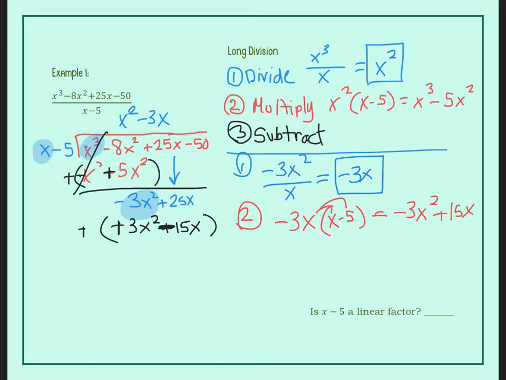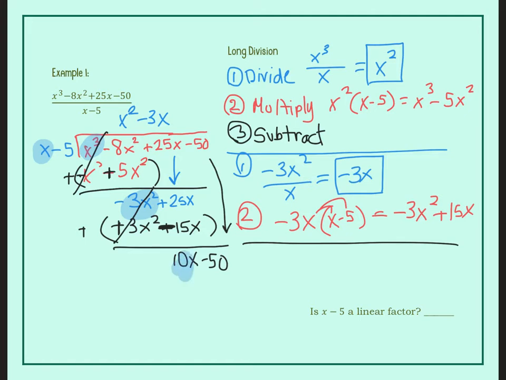And so now I can add them straight down. -3 plus 3 is 0. Now I have 25 minus 15. I get 10x. And then I bring down my last term of -50. So let's repeat this process one more time.